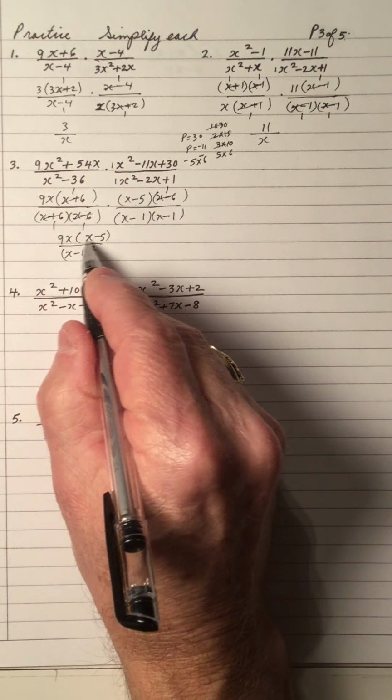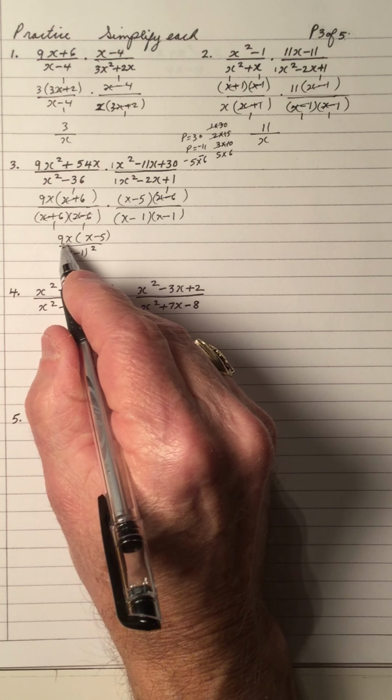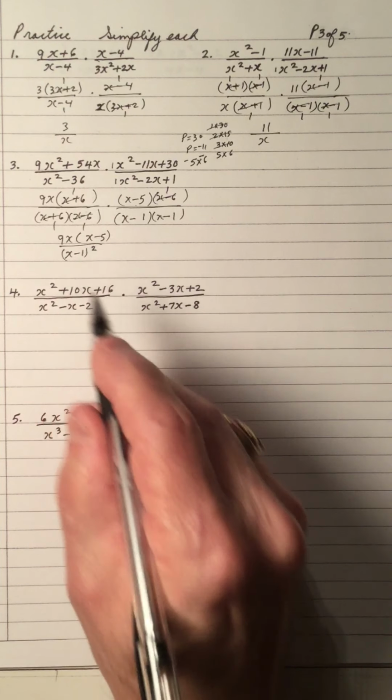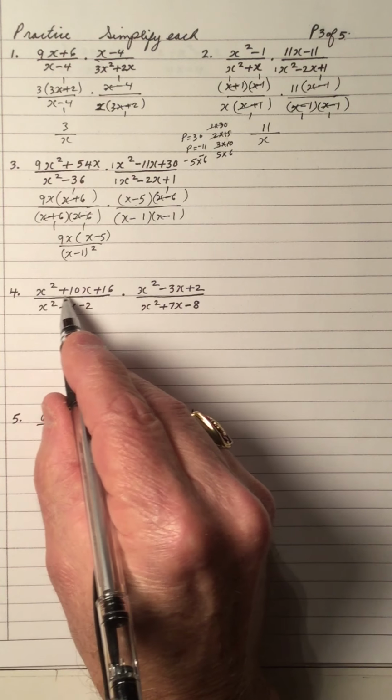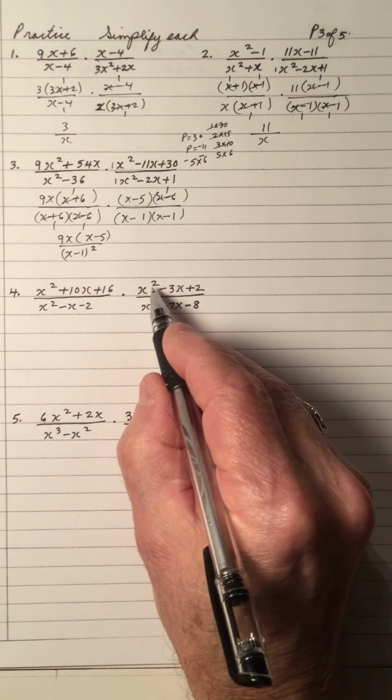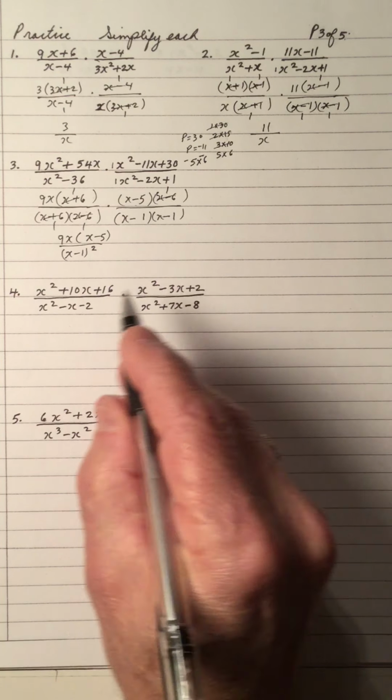You don't need to multiply these out and go 9x squared minus 45x. You don't need to. Just leave it like that. Descending order. Yes. Every one of these are in descending order of x squared, x and a number.